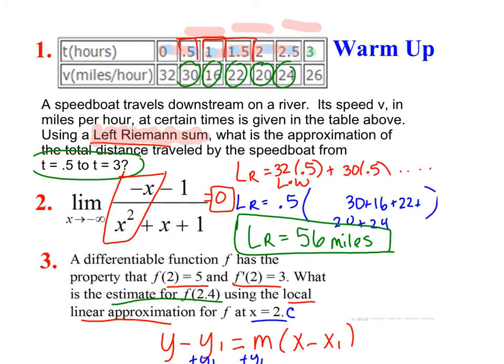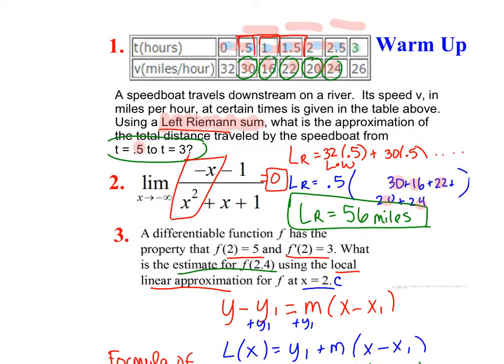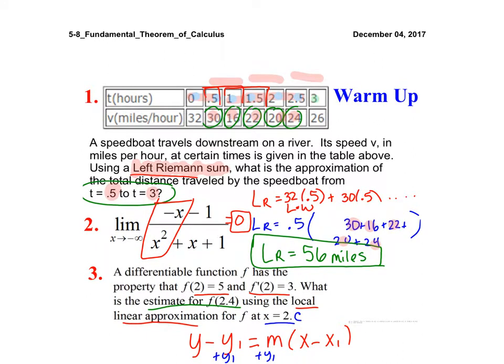So this has been done. So we want 32 as the first value. Oh, this has been done using the right Riemann sum. I'm looking at this, because the first value they put is 30, 16, 22, 20, and 24. Let's check out the times. Oh, okay, there we go. We don't start at 0. We're starting at 0.5 to 3, which means that all of this stuff to the left is a no-no. We don't care about that.